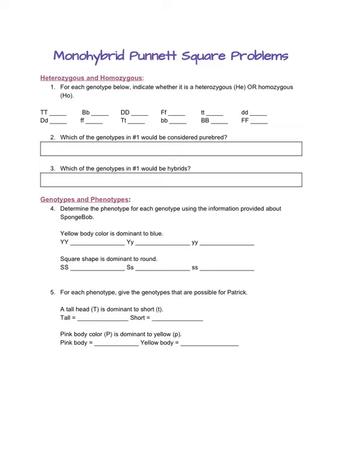Today we're going to go over the answers for the monohybrid Punnett square problems. So first, the question asks, for each genotype below, indicate whether it is heterozygous or homozygous. You should have discovered that anytime you have two letters that are the same, like capital T, that is a homozygous genotype. And if you have letters such as capital B, small b, that is a heterozygous genotype. So you should be able to go through and add homozygous or heterozygous to each of those answers.